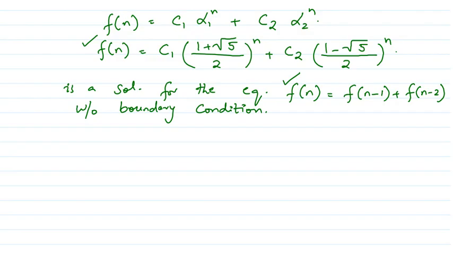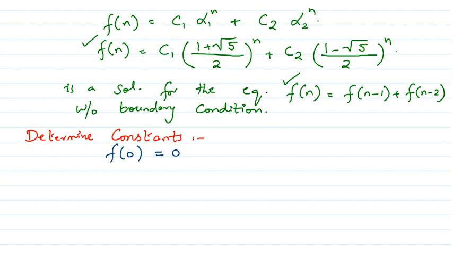Okay. Now the next step is to find the values of these constants, right? So let's determine these constants. In order to find them, let me employ the boundary conditions. The boundary conditions given to me is f of 0 is 0. Those are in fact the initial conditions. Boundary conditions are also known as initial conditions. And another initial condition given to us is f of 1 is 1.